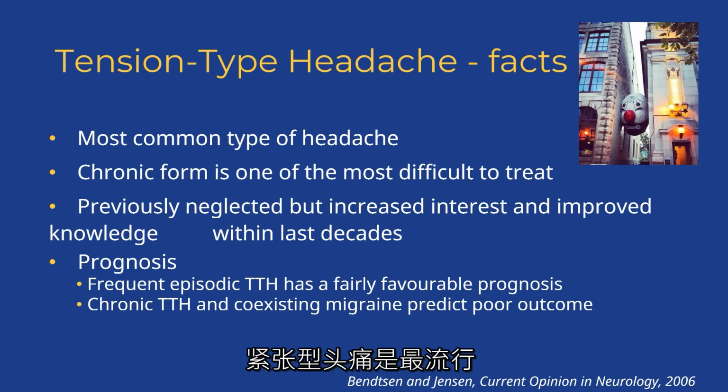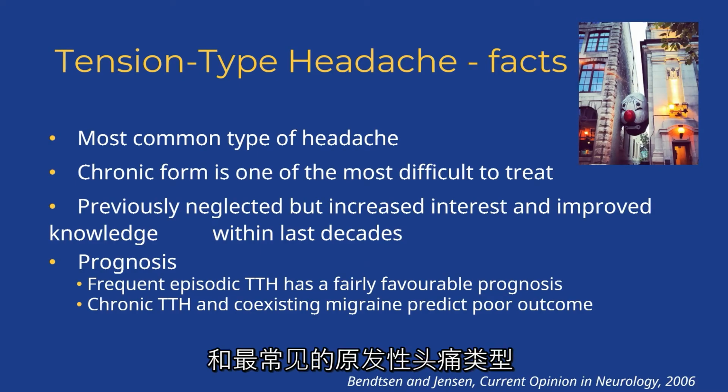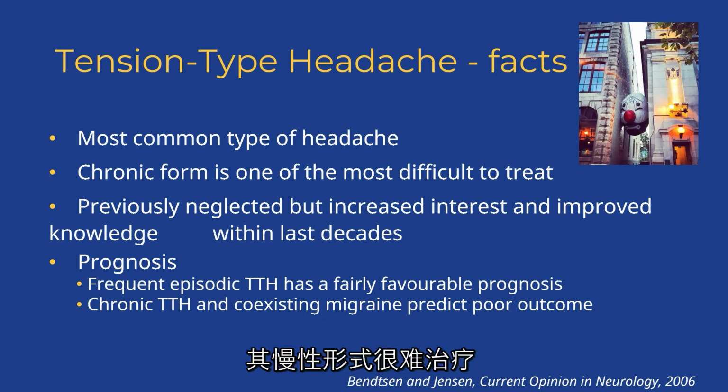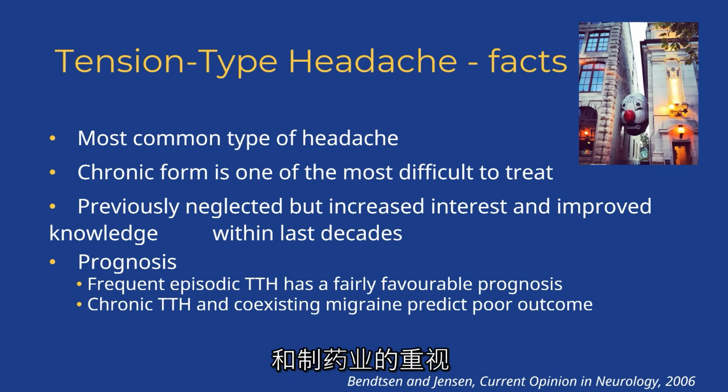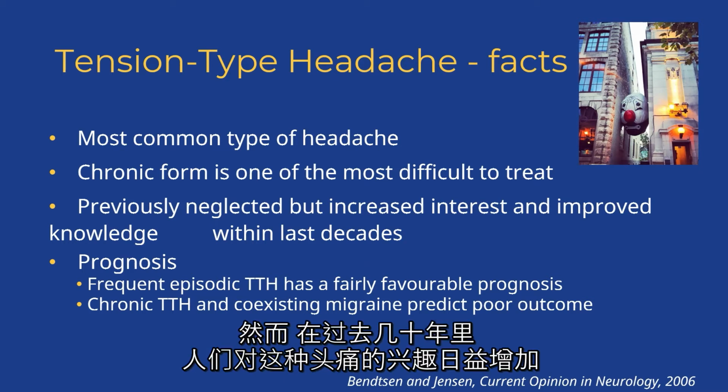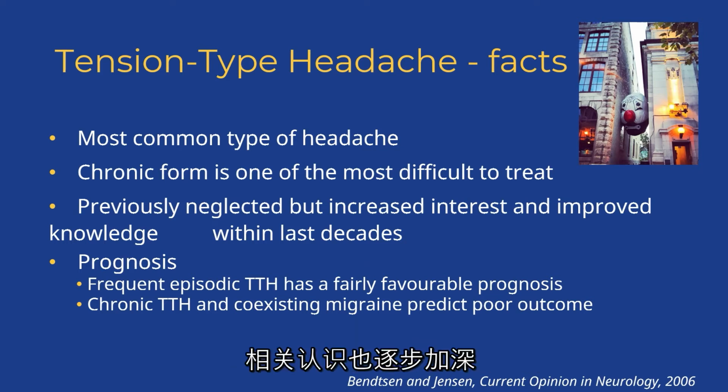This lecture is about tension type headache. I would like to share with you a few facts about tension type headache. Tension type headache is the most prevalent and most common type of primary headache. In its chronic form, it may be difficult to treat. For many years, this headache was neglected by researchers and pharmaceutical industry. However, in the last decades, there has been increasing interest and subsequently more research and improved knowledge about this headache.